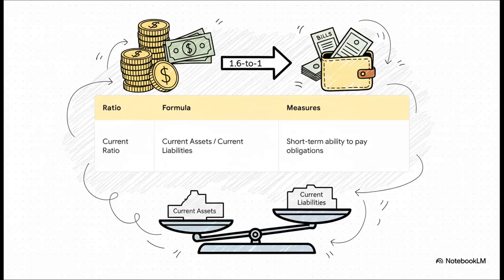So one of the first tests we run is for liquidity, which is just a fancy way of asking, can the company pay its upcoming bills? The go-to tool for this is the current ratio. It's simple. Current assets divided by current liabilities. So in this example, a ratio of 1.6 to 1 means for every dollar in bills due soon, the company has $1.60 in short-term assets ready to cover it.